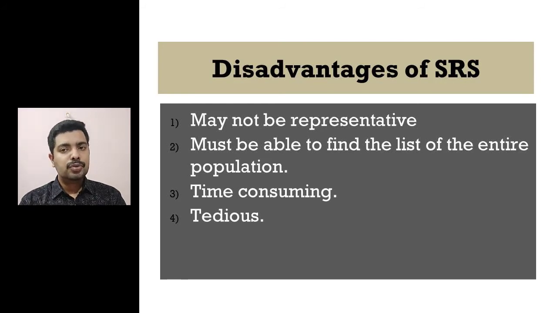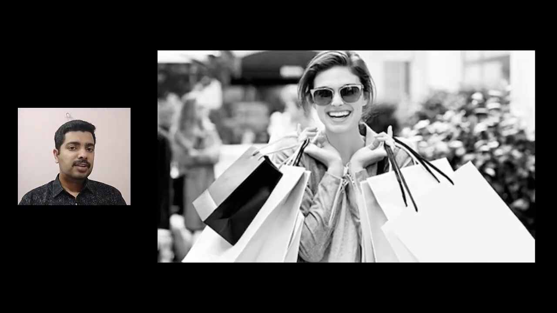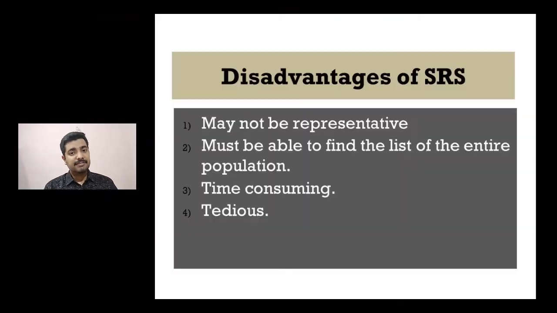Now, in order to do simple random sampling, you need to find the list of the entire population, which at times is very difficult, and it is a time consuming process. For example, you're doing a study that is a little complicated, like a study on luxury buying consumers in online parlance. You cannot really understand how to get the list of all the people who are doing their luxury purchase online. It might prove difficult, but it's not impossible. It's time consuming and it's tedious.